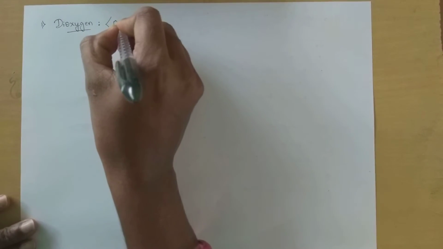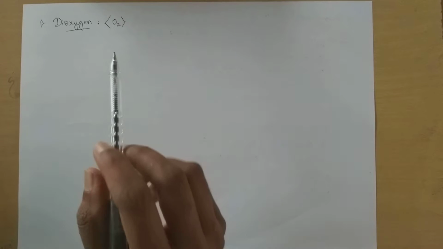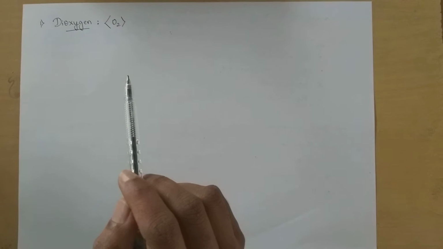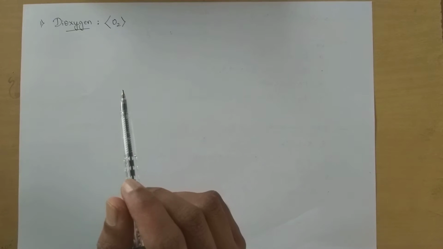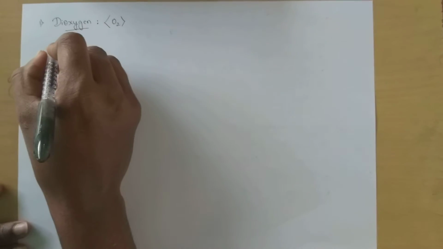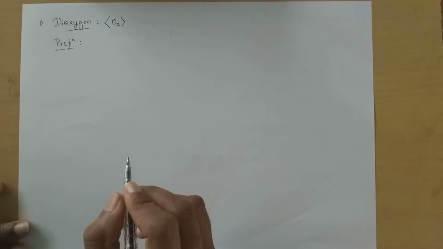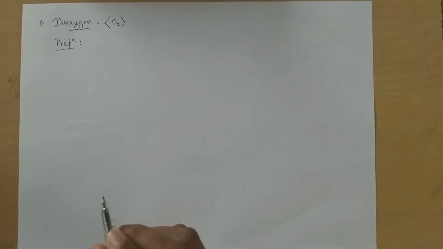In terms of chemical formula, we represent dioxygen as O2, which means here we have two oxygen atoms. Firstly, coming to preparation, how are we going to prepare this dioxygen? We have several methods of preparing dioxygen.